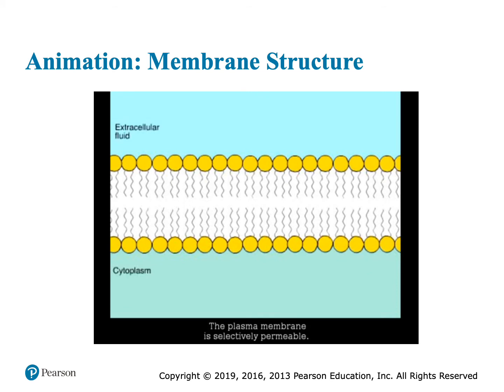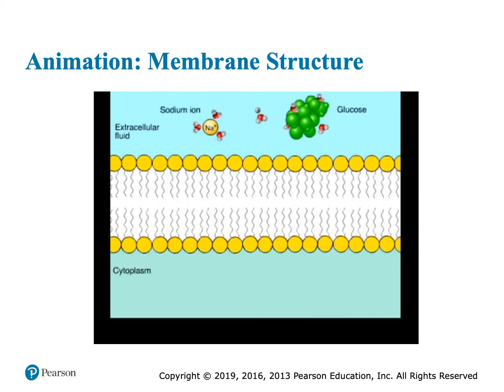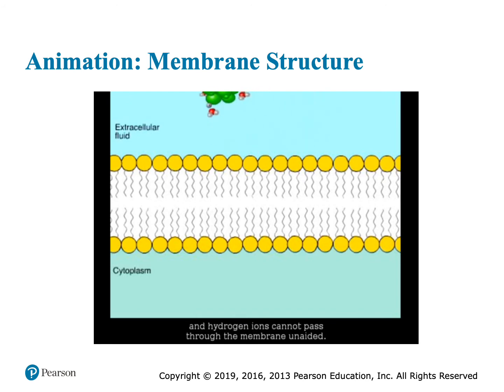The plasma membrane is selectively permeable. It lets some substances through and not others. The hydrophobic interior of the bilayer is one reason membranes are selectively permeable. Hydrophobic molecules, those that are soluble in lipids, can easily pass through the membrane. In addition, small molecules like O2 can sneak between the phospholipids of the membrane. On the other hand, large hydrophilic molecules like glucose and ions such as sodium ions and hydrogen ions cannot pass through the membrane unaided.